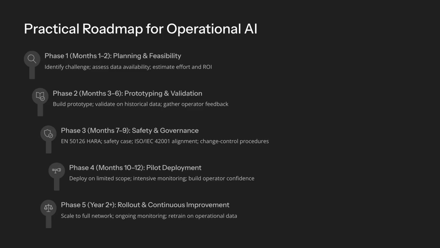The purpose of this phase is confidence building. You're accumulating evidence that the system is safe, that it works, and that the people using it trust it. The output is validated performance data and a go ahead for wider rollout. Phase 5, rollout and continuous improvement, year 2 and beyond. The system expands gradually to the full network.